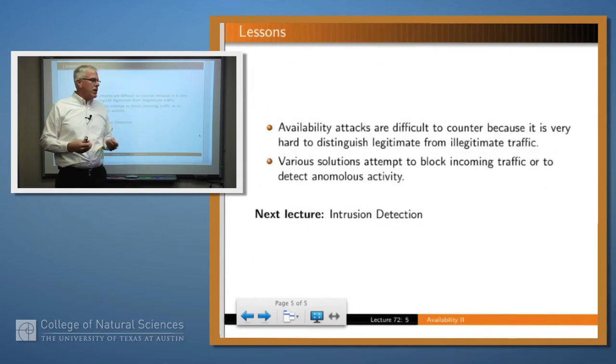Okay, so what have we said? We said in general that availability attacks or denial of service attacks are pretty difficult to counter, and it's very hard in many cases to distinguish illegitimate traffic from legitimate traffic. Various solutions have been proposed to block incoming traffic or to detect anomalous activity, but in general it's pretty hard to do.